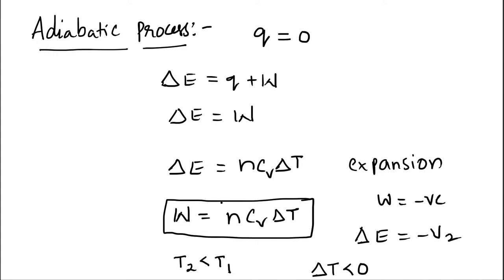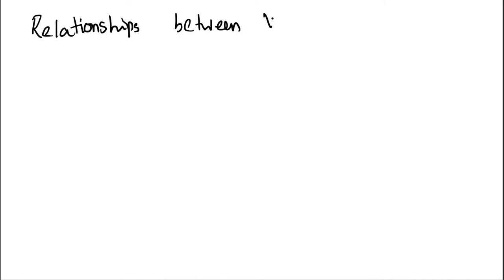Now let's go to the relationship between volume, temperature and pressure in adiabatic process. So in isothermal process, we know that PV equals constant, Boyle's law and Charles law and everything. But slightly the relationships are different in the adiabatic process. Now let's take the adiabatic process. The relationships between volume, pressure and temperature in adiabatic process.